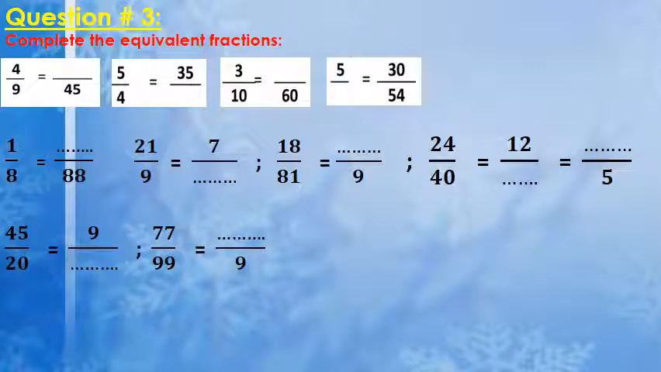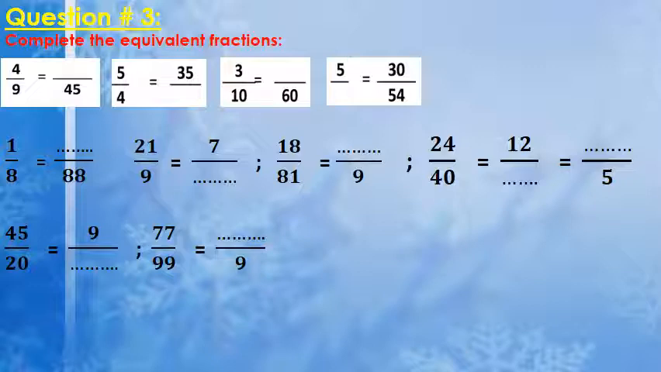Question number 3. We should complete the following equivalent fractions. To complete equivalent fractions, we should see if the second fraction increases or decreases. If it increases, then we multiply the first fraction. If it decreases, then we divide the first fraction.